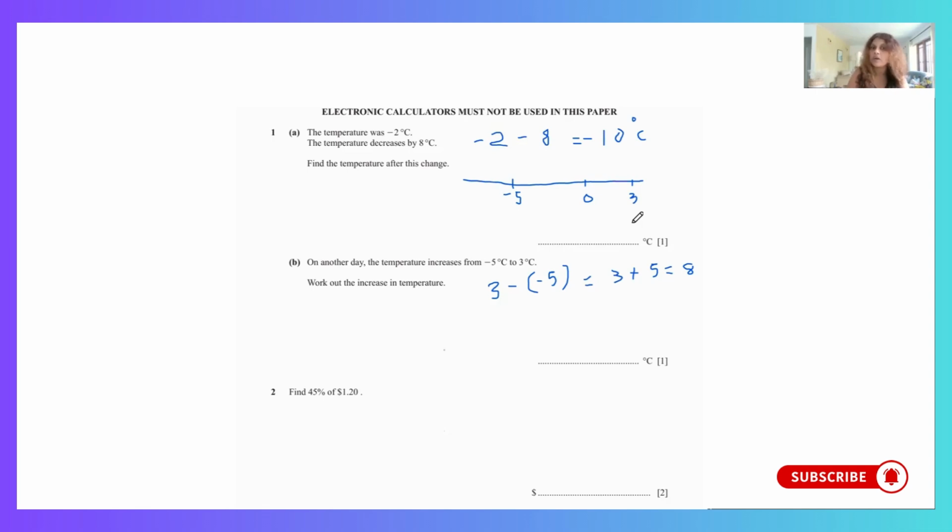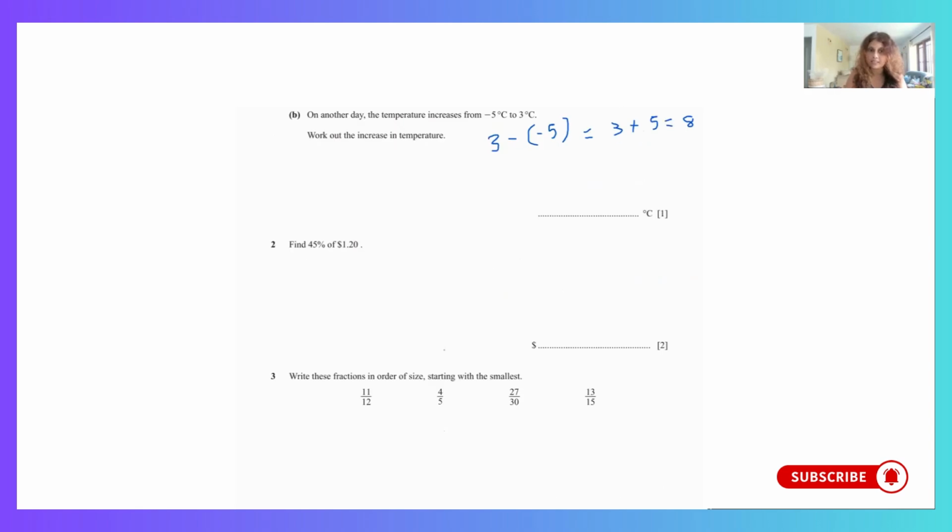So in that way also, by using a number line, you can get the answer for a question like this. Okay, so both are correct methods. You can follow any method that is convenient for you. Let's go to the second question.